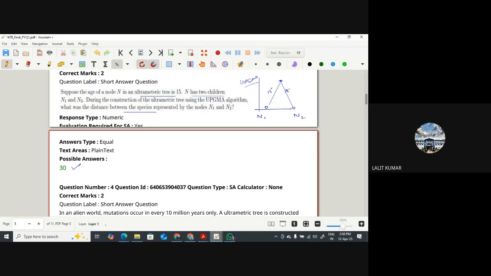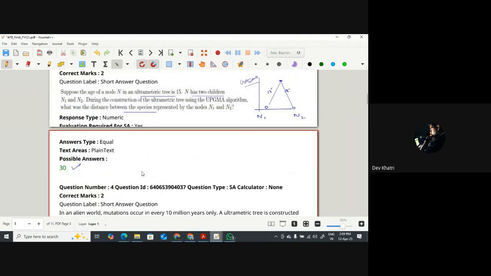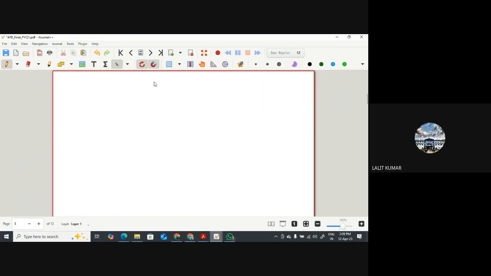In yesterday's session, I had covered this concept also, how we build the UPGMA. Had it been 3 children instead of 2, what would have been the distance in that case? So if n had 3 children, let's say, instead of 2, how do you build a UPGMA? Just for this, I will cover it.